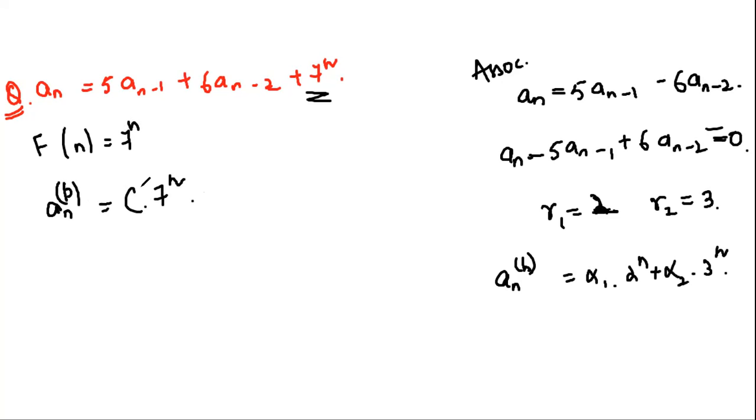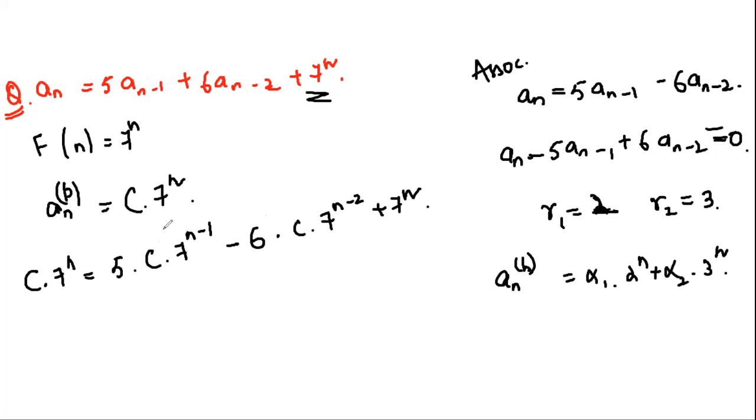Now to substitute this in our equation, instead of a_n we will be substituting c into 7^n. So let's just substitute it. c into 7^n, instead of a_(n-1), c into 7^(n-1). So 5 into c into 7^(n-1), here c into 7^(n-2), plus 7^n.